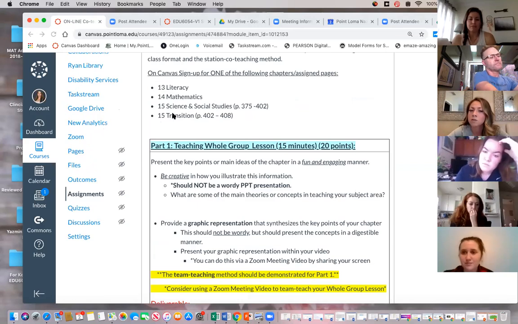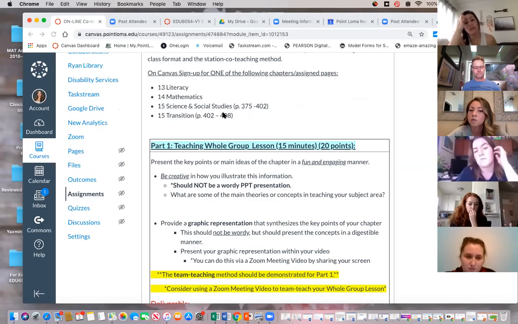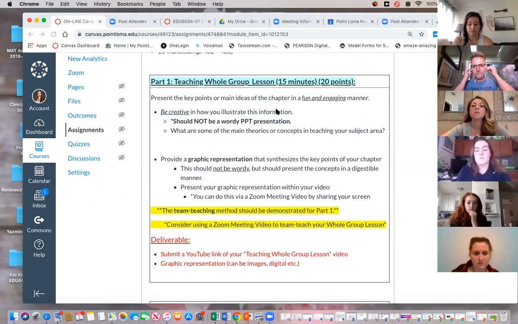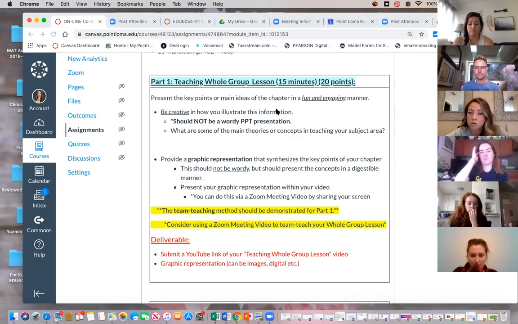If you signed up for the transition, you're only focusing on pages 402 to 408. If you signed up for science and social studies, you're only focusing on pages 375 through 402. Just be mindful of that because chapter 15 is split into 2 groups. Basically you're synthesizing those key points, the strategies, all the different methodologies and concepts presented in your assigned chapter, and you have 15 minutes to do so.